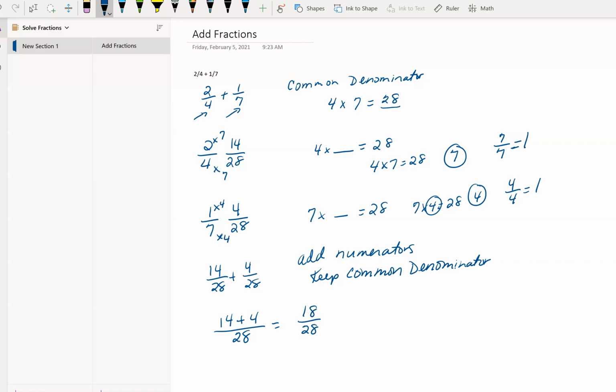Now because these both end in an even number, I know they're both divisible by 2. That's one of the rules of divisibility by 2. So I'm going to divide 18 by 2 to get 9. 28 divided by 2 is 14. Since the only number that multiplies to make 9 is 3 times 3, and 14 does not divide by 3, this here, 9 over 14, is my final answer from adding the two fractions, 2/4 plus 1/7.